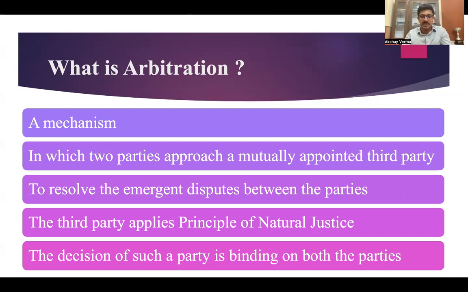ये एक alternative dispute resolution mechanism है, in which two parties approach a mutually appointed third party. Now, this third party has to be neutral to resolve the emergent dispute between these two parties, by following principle of natural justice, and the decision is binding on both the parties, which is called the award. So it is a simple definition of arbitration.